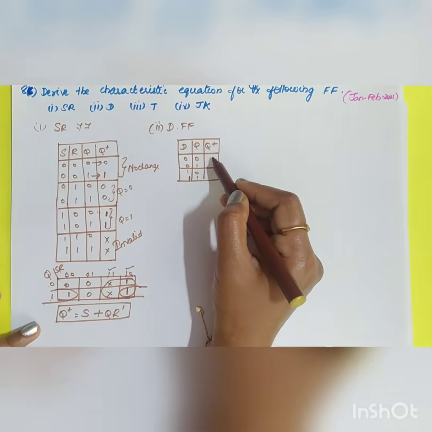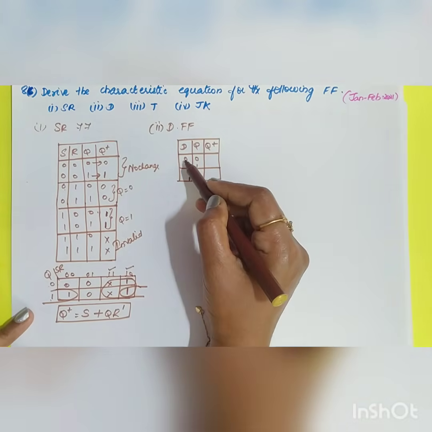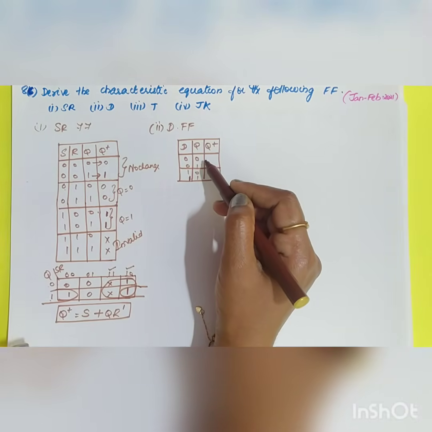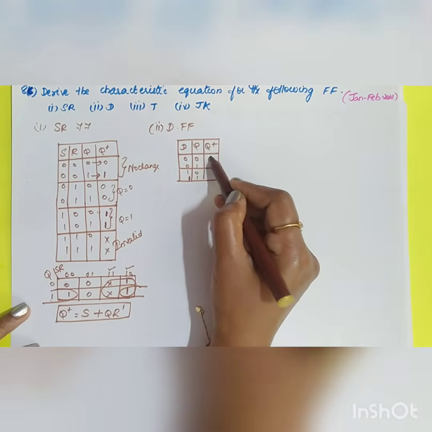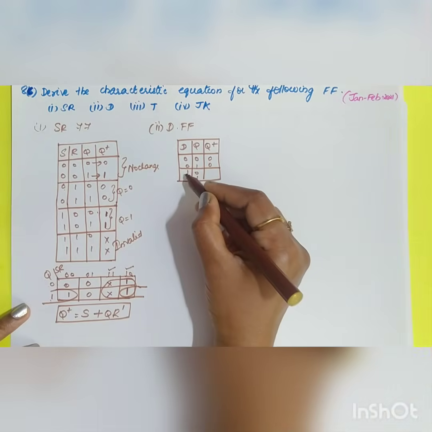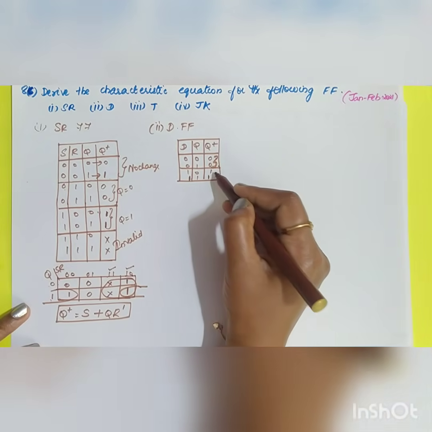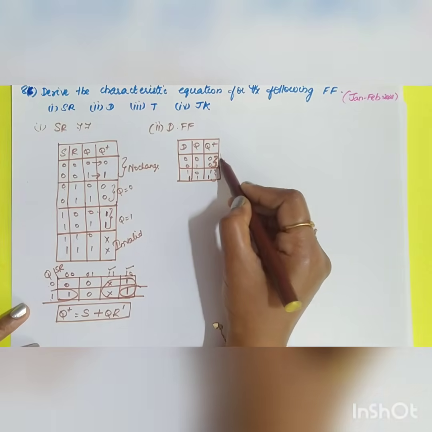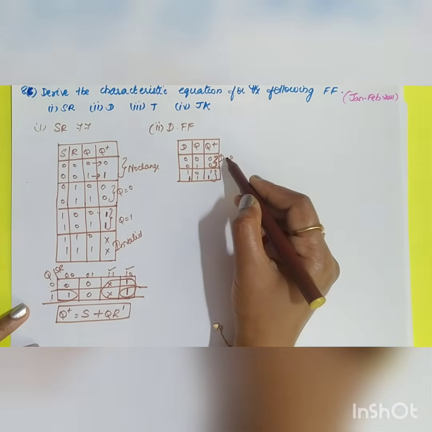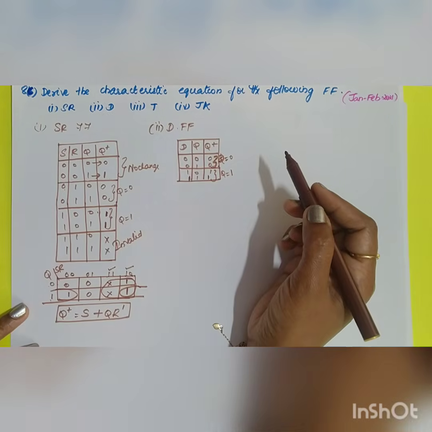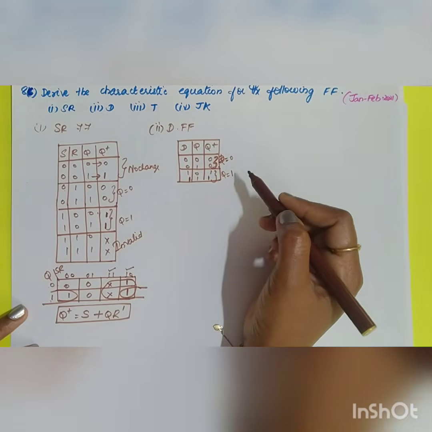So when D is equal to 0, in a delay flip-flop or data flip-flop, whatever is the input, that will be your next output, provided there will be a delay. So here you will be getting 0, 0. Here D is equal to 1, so the next state will be equal to 1. In this case, D is equal to 0, so Q plus is equal to 0, and here you have Q plus is equal to 1. So this is the case of your D flip-flop.